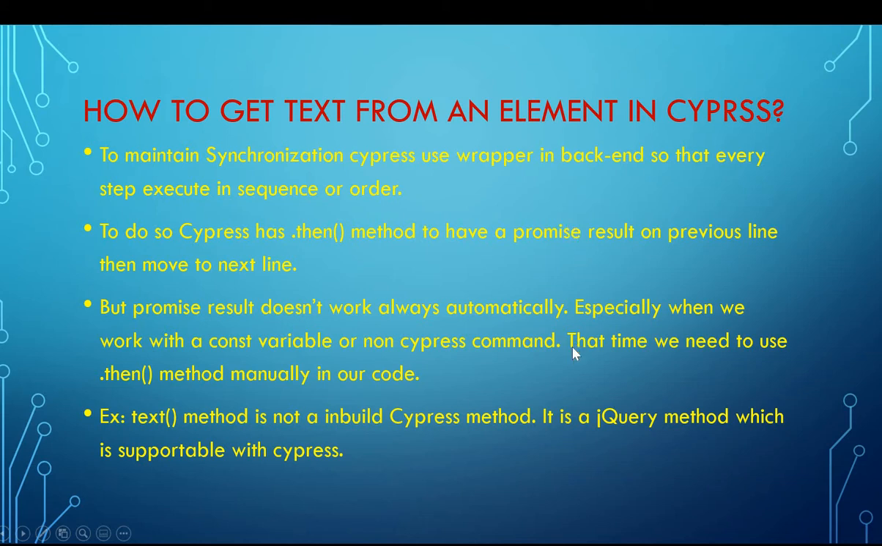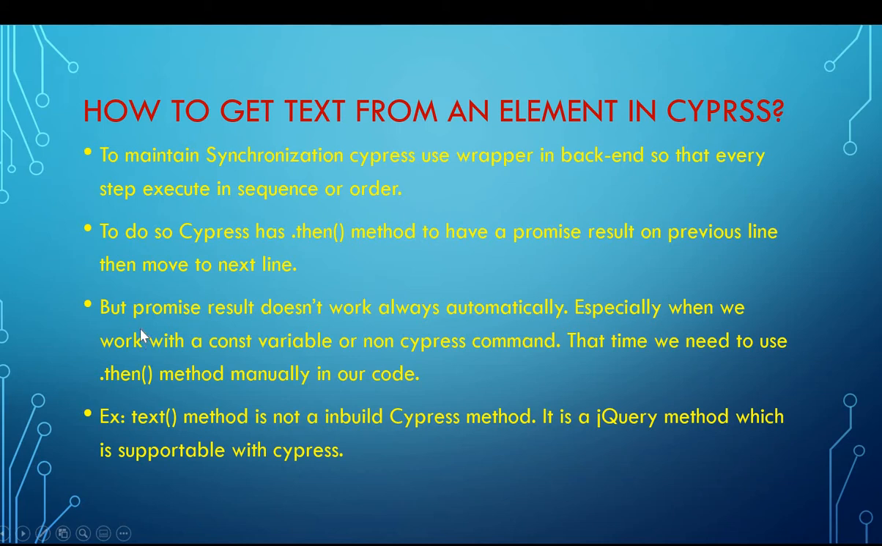To do so, Cypress has a mechanism. There is a hidden function in this wrapper which is called the .then function or .then method. It is already written behind the scenes. We don't usually see it. And this .then method ensures that it executes all the lines as per the sequence or order.